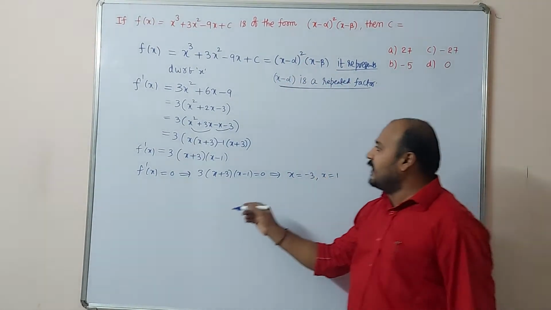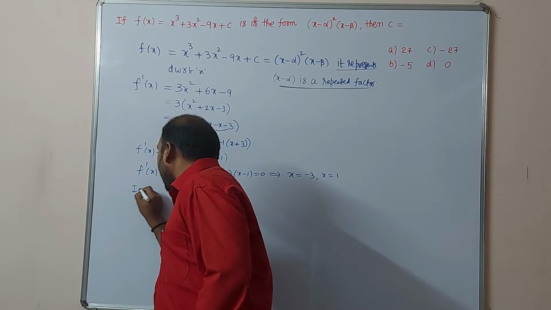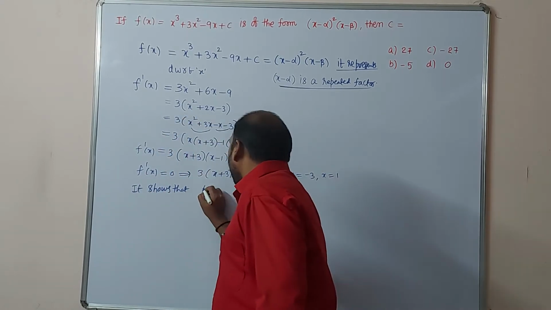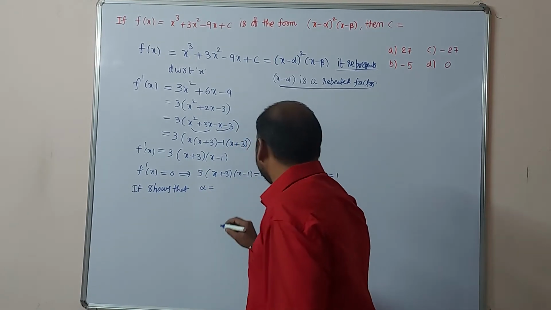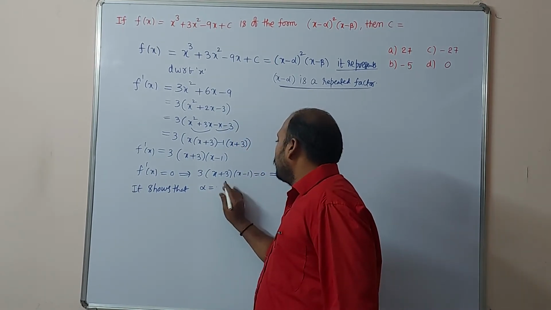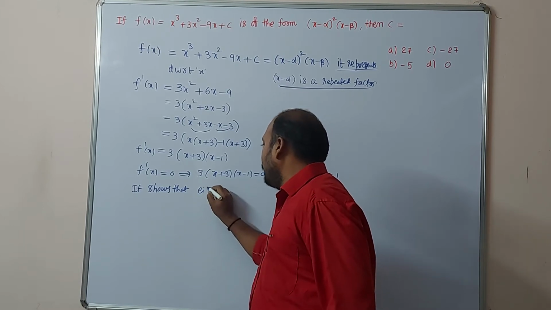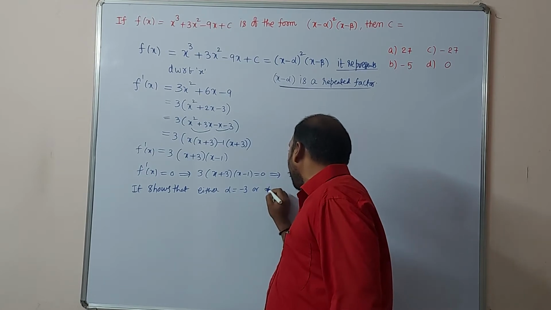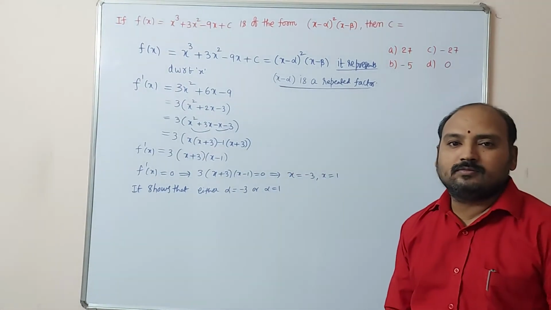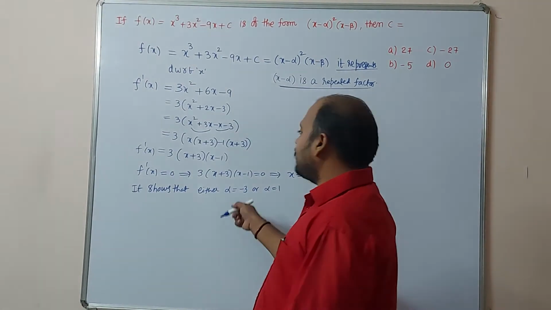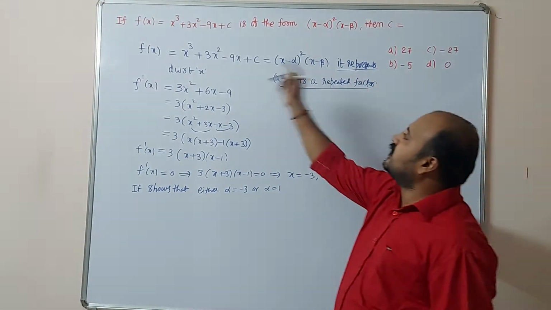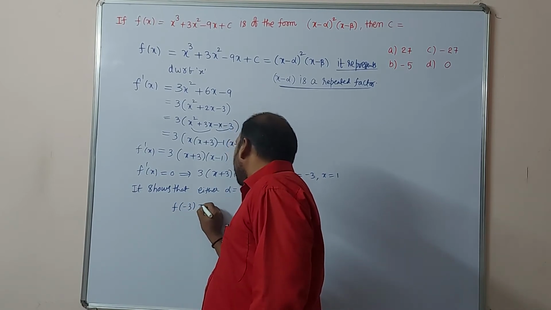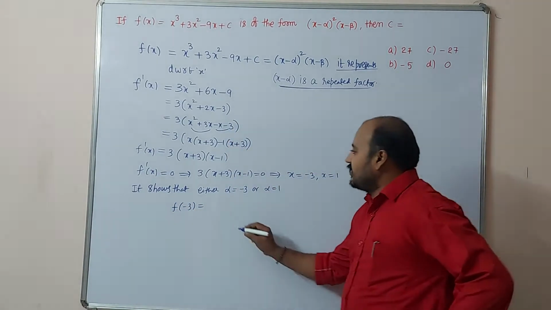So alpha shows that alpha is equal to either minus 3 or 1. First, alpha is equal to minus 3. Substitute in the function, the c value will come in this. So f of minus 3 is equal to 0.